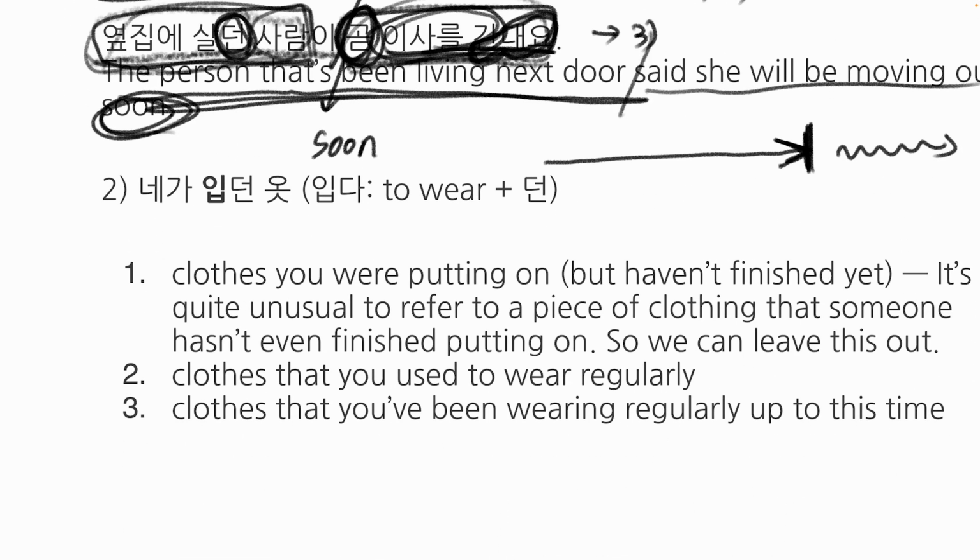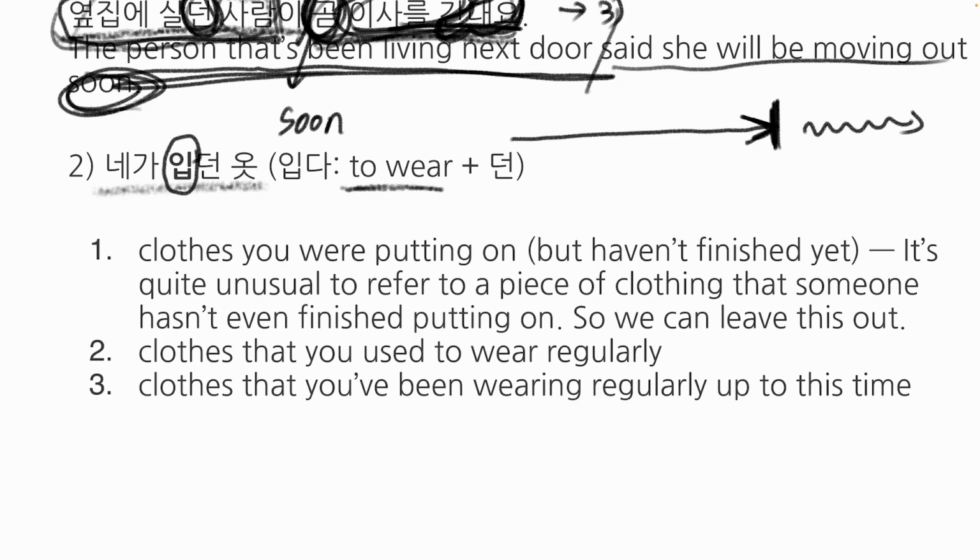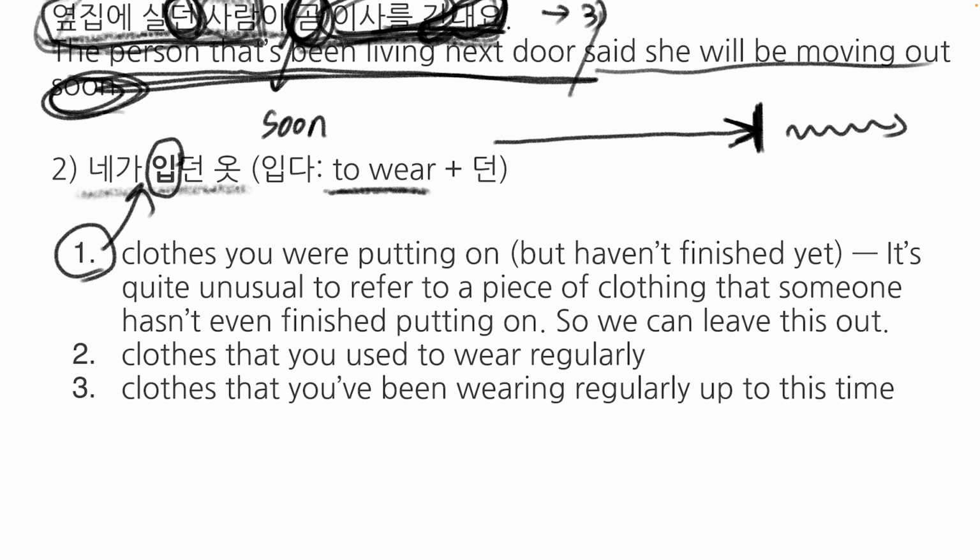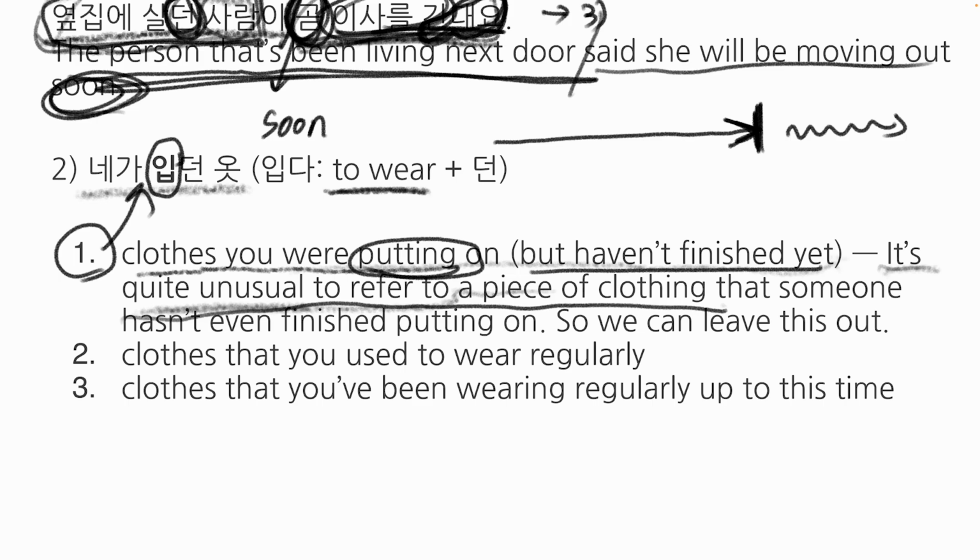And let's look at the second one. 네가 입던 옷. 입던 옷. So we can pay attention to this verb 입다, which means to wear. So if you apply the first meaning to this phrase, it would mean the clothes you were putting on but haven't finished yet. So it makes sense, but it's quite unusual to refer to a piece of clothing that someone hasn't even finished putting on. So we can leave this out.